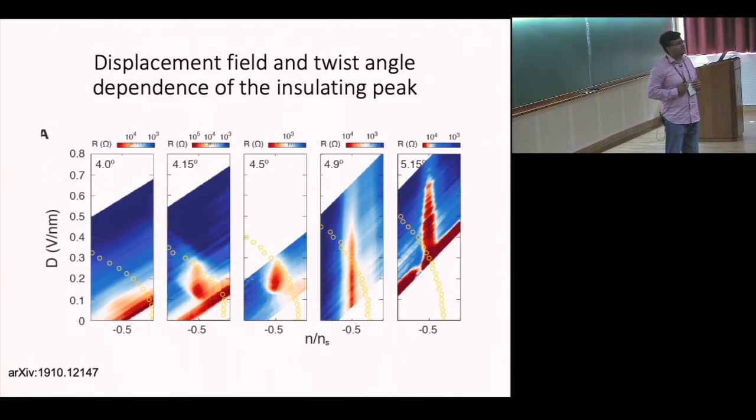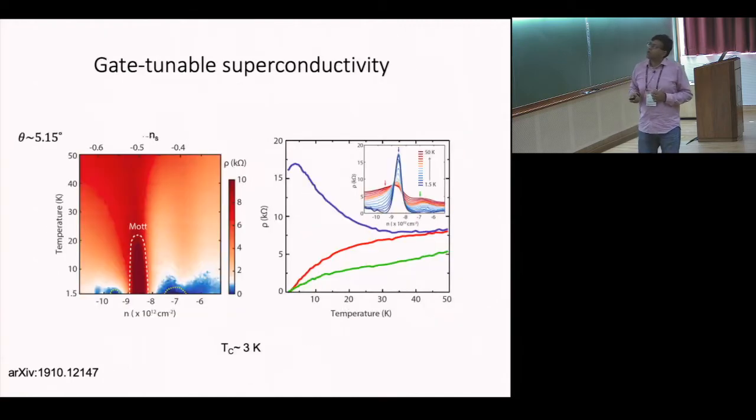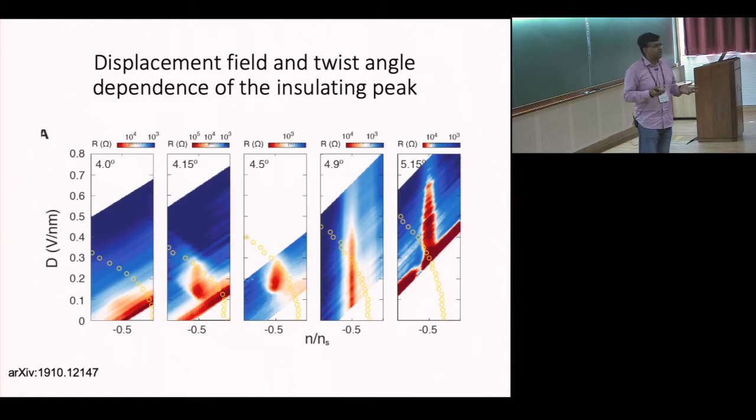Yes, so there's a few different theories for what kind of insulating state can emerge in this particular situation. So Liang Fu, for example, has a theory that it's more like an excitonic insulator. Possibly, we don't know. Liang Fu's theory has a broken symmetry, but we don't have any evidence for that.